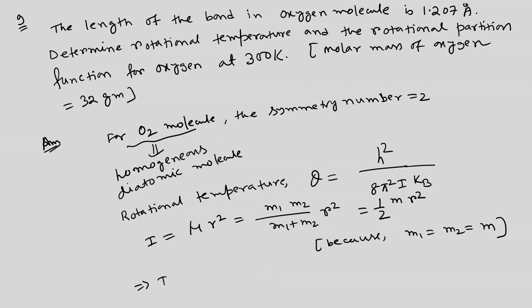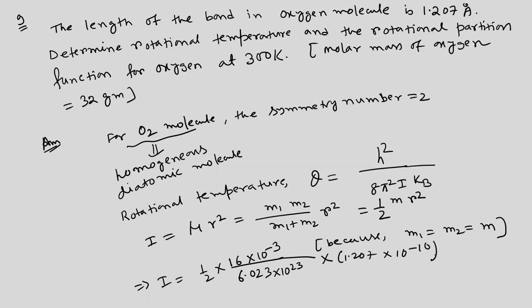So, I is half, and the mass of the oxygen molecule is 32, and here m is the mass of a single atom. So, 16 we need to consider, 16 times 10 to the minus 3 kg by Avogadro number, 6.023 times 10 to the 23, this is m, and r is 1.207 times 10 to the minus 10 meter to the 2.